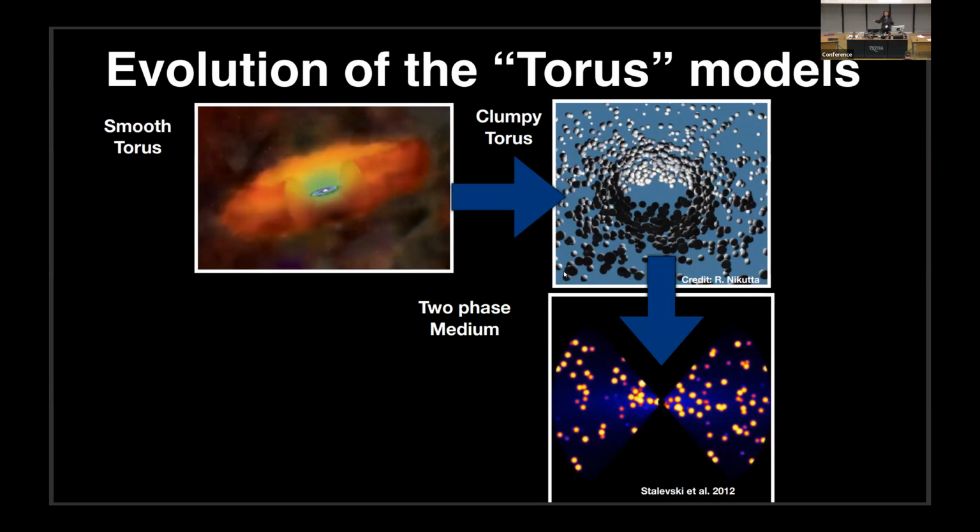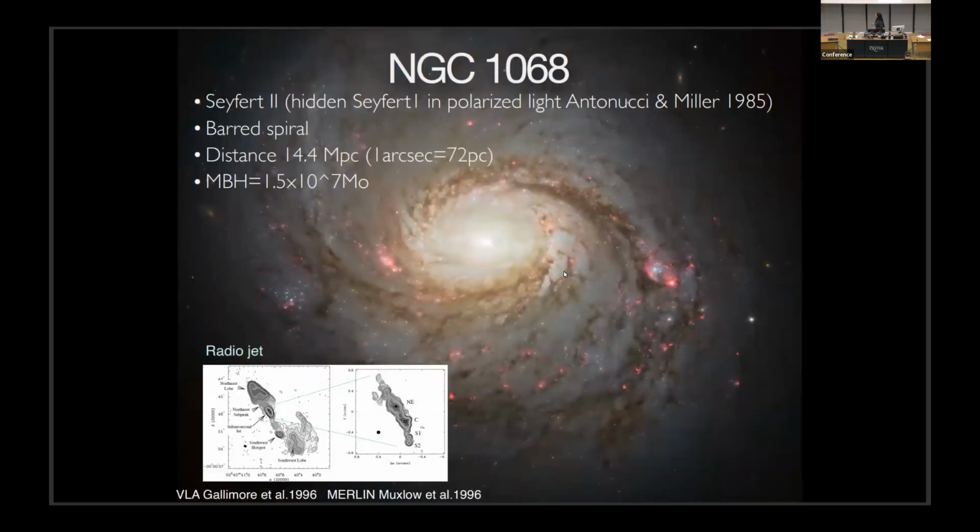And I will keep on telling you more about the evolution as I tell you more about what we were finding. So now I will talk about NGC 1068. It's a very popular Seyfert 2 galaxy. It's at 14.4 megaparsecs. It's one of the closest ones, one of the most studied ones, and it's very famous because it's said to be a hidden Seyfert 1.